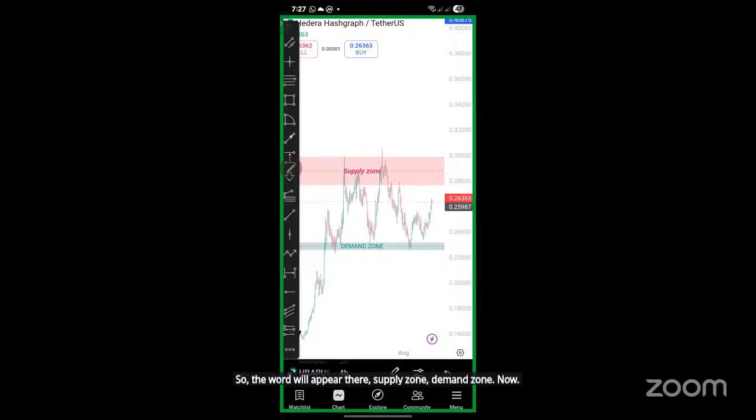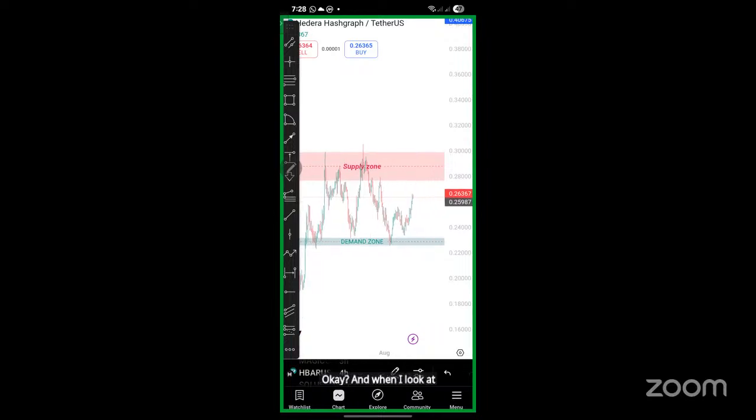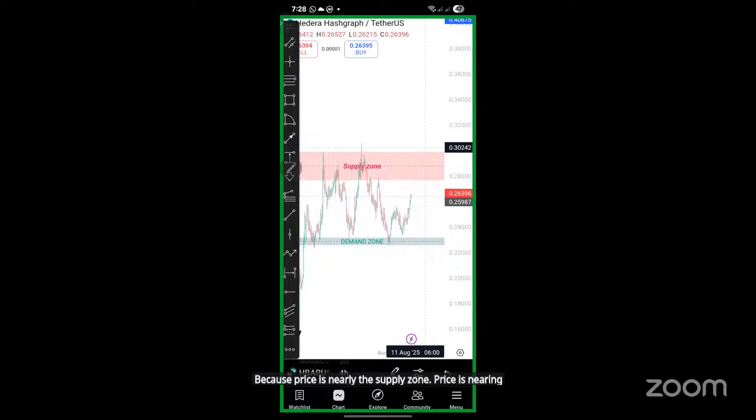Now, according to me, I've labeled my demand, I've labeled my supply zone. Okay? And when I look at this coin, it is nearly coming to the supply zone. So whenever I'm trading, I'm going to take caution. At any time, price may sell because price is nearing the supply zone. At any time, it may sell.